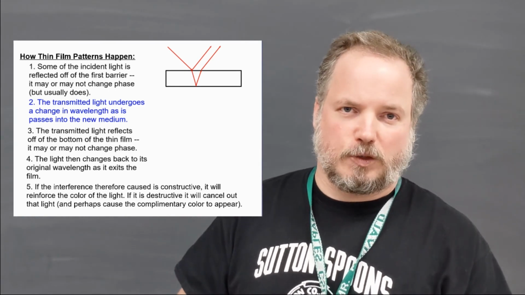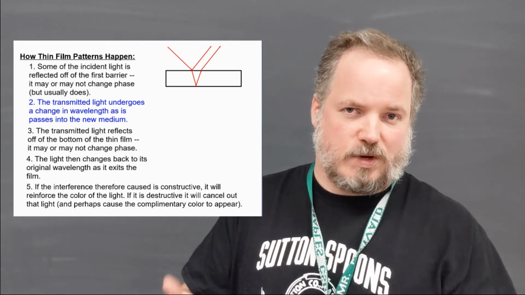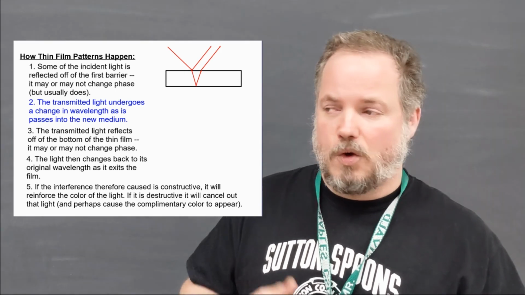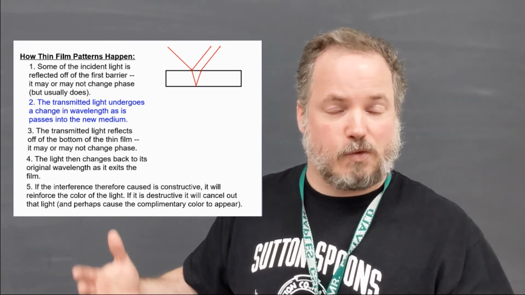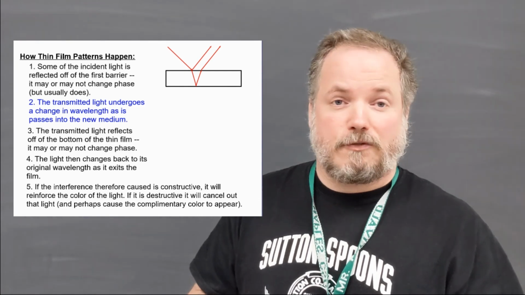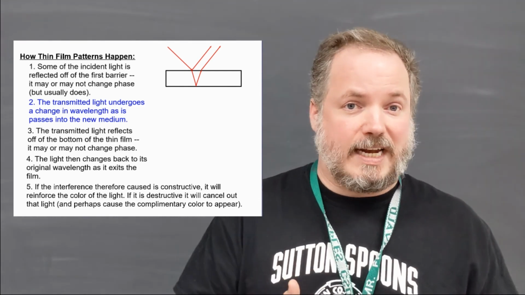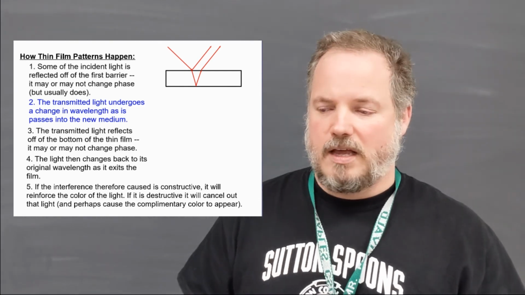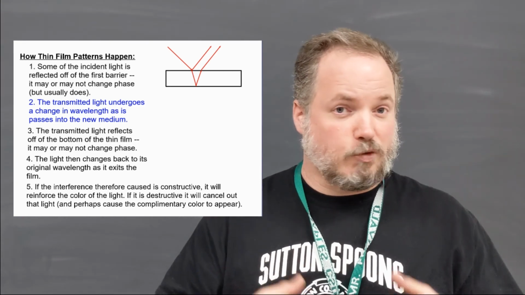And again, that goes with multiples: 1.5 wavelengths, 2.5 wavelengths, 3.5 wavelengths, all destructive. 1 wavelength, 2 wavelengths, 3 wavelengths, and so forth, all constructive. If you get constructive interference for green, you'll get green. If you get constructive interference for red, you'll get red.